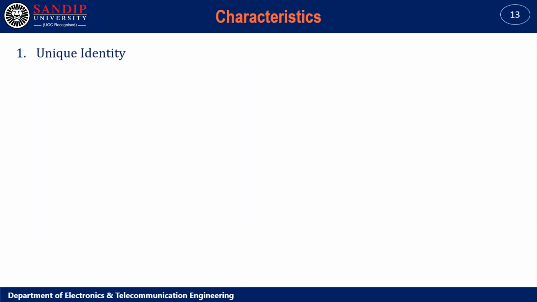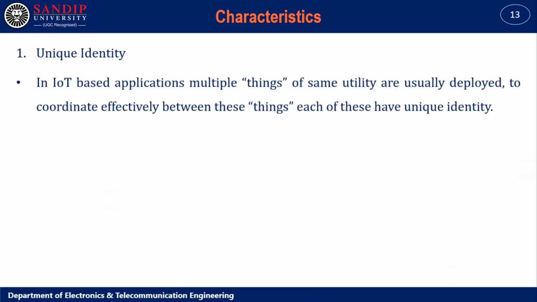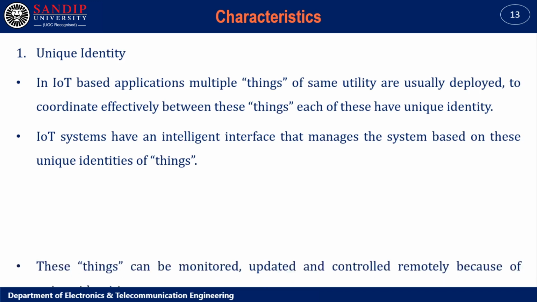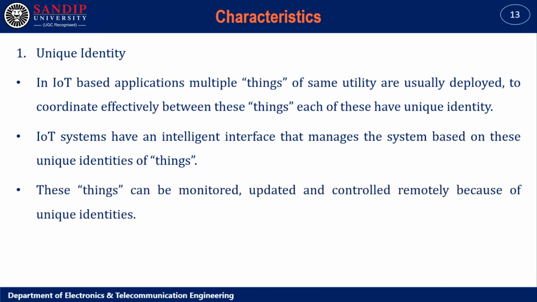Characteristics: unique identity. In IoT-based applications, multiple things of the same utility are usually deployed. To coordinate effectively between these things, each of them has a unique identity. IoT systems have an intelligent interface that manages the system based on these unique identities of things. These things can be monitored, updated, and controlled remotely because of the unique identities.